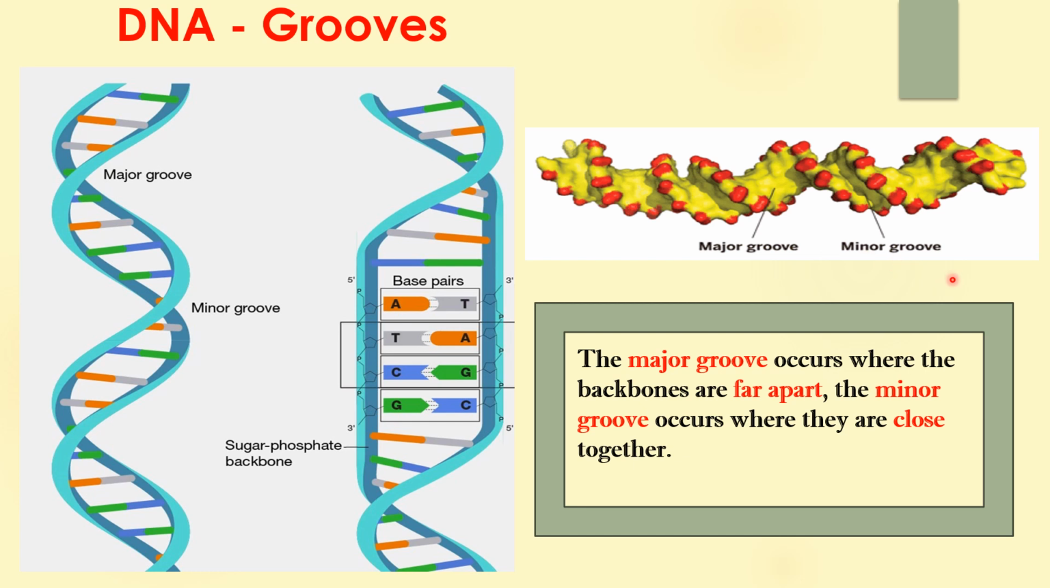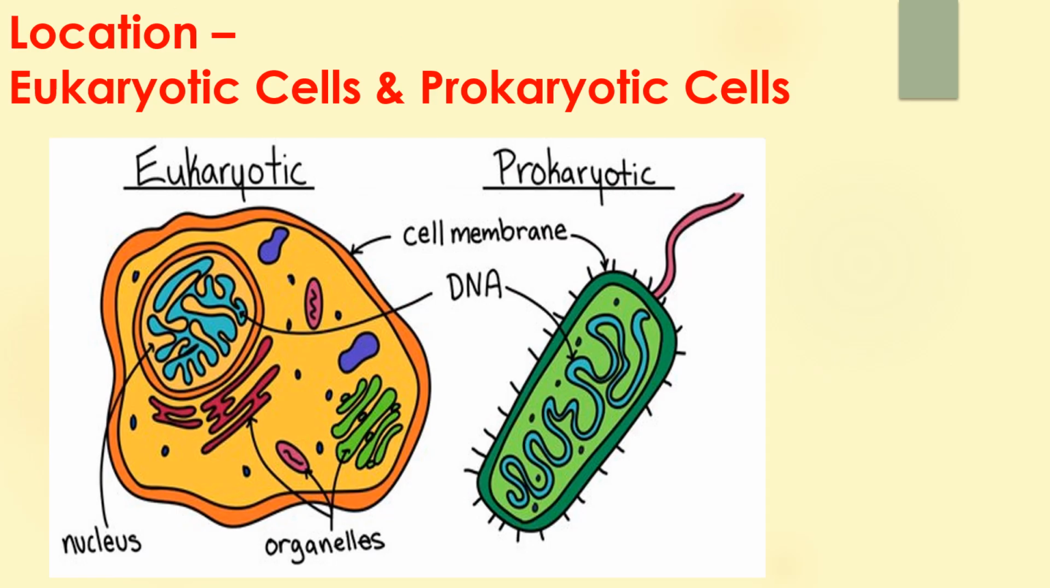Next, the minor groove says that the backbones are close together. See, there is hardly any space between this portion and this portion. It's closed. That's the minor groove. See here, this is the major groove and this is the minor groove. Okay, so this is about the DNA grooves, remember.